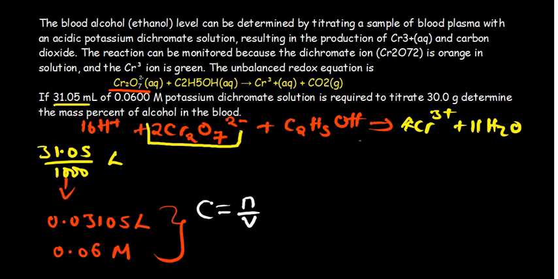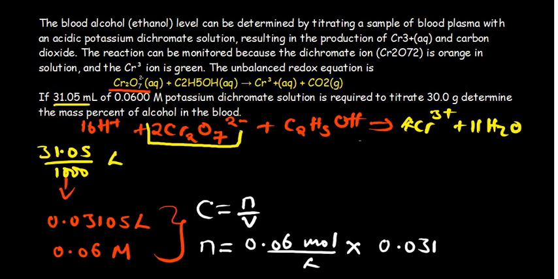So for us to find the number of moles, we'd have to multiply the concentration, which is 0.06. Molar concentration means moles per liter. Now we're multiplying against what? The volume, because number of moles is equal to concentration multiplied by volume. The volume is 0.03105 liters, right? So we can quickly do that. Liters would have to cancel out. So we're now multiplying 0.06 by 0.03105, so that we get our number of moles.